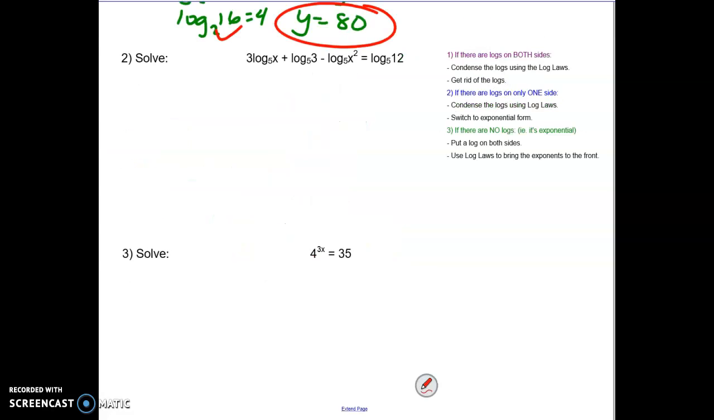Now let's take a look at the next problem. In the next problem, I see that I have logs on both sides. So again, we're going to condense using log laws. I see that there's some front numbers here, so a leading coefficient becomes a power. And then I'm also going to be adding, so we multiply, and subtract, so we divide. So this will become log of x cubed times 3 divided by x squared with a base of 5, which is equal to log 12.